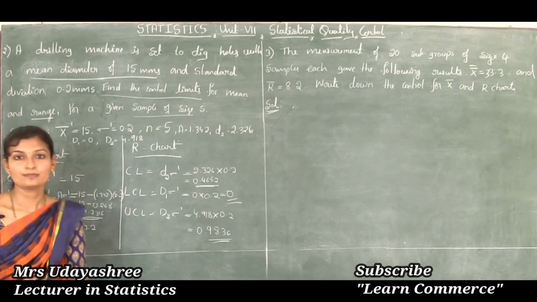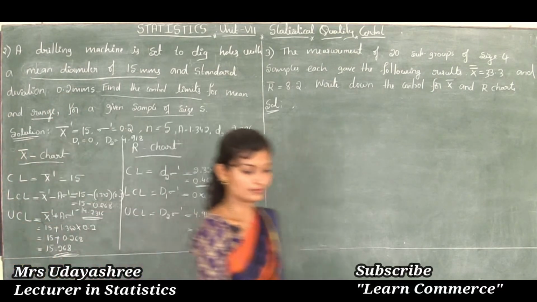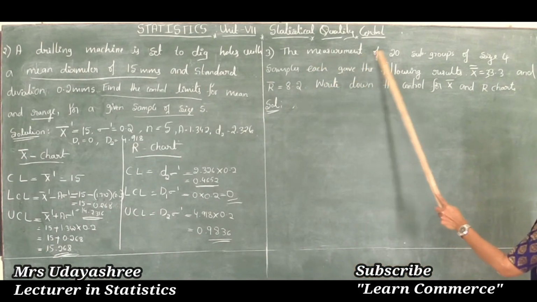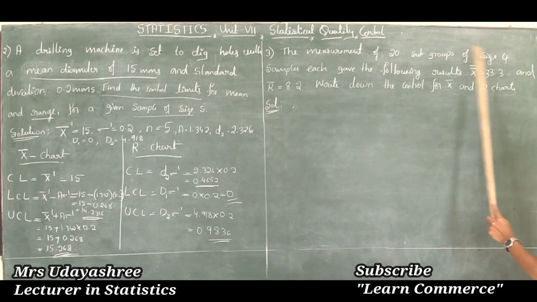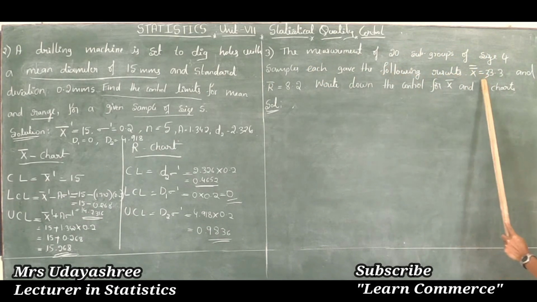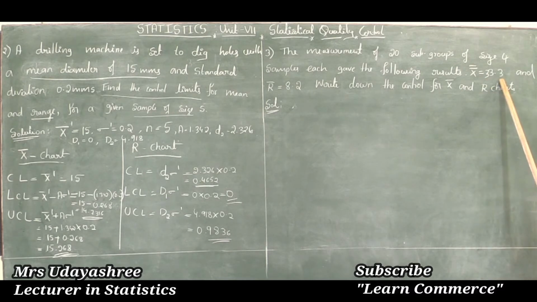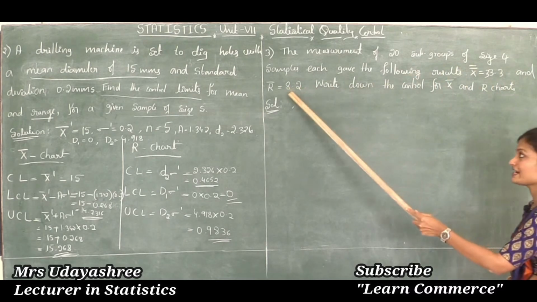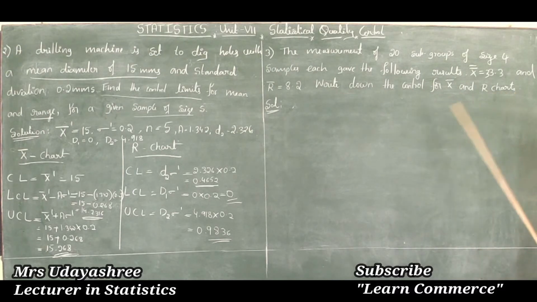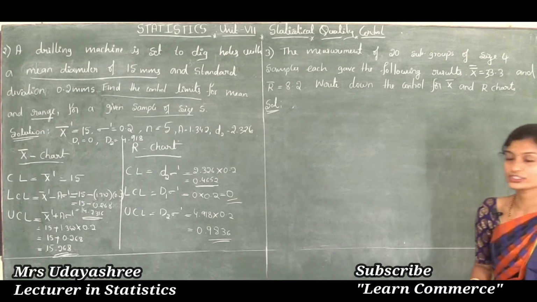Next, move to problem number 3. That is, the measurement of 20 subgroups of size 4 samples each gave the following results. That is, X double bar is equal to 33.3 and R bar is equal to 8.2. Write down the control limits for X bar and R charts. Now let's see the solution part.